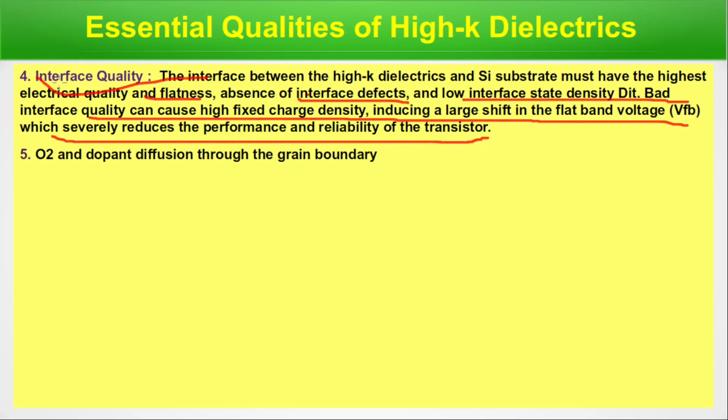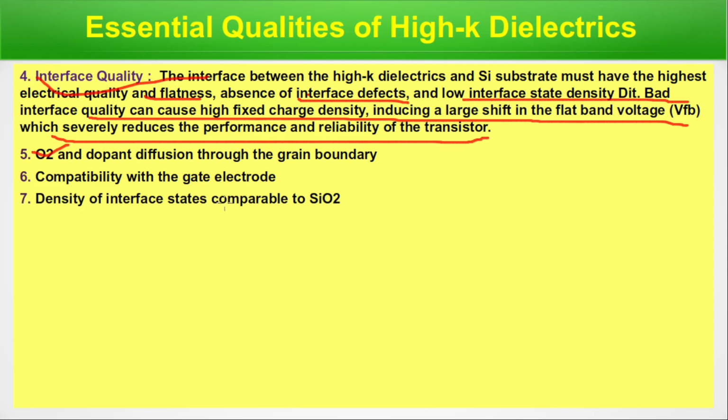So, we need the interface between High-K dielectric and silicon substrate to be good. There should not be many interface defects. Otherwise, it will lead to degraded performance and reliability issues will arise. O2 and dopant diffusion through grain boundary. Compatibility with gate electrode. Oxide must be compatible with the metal also.